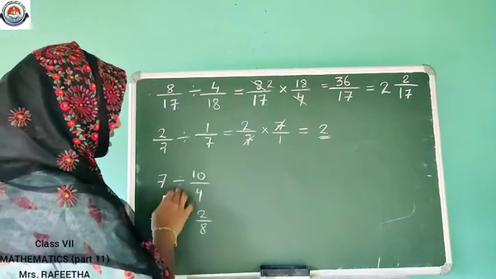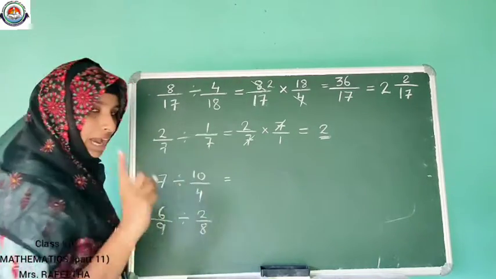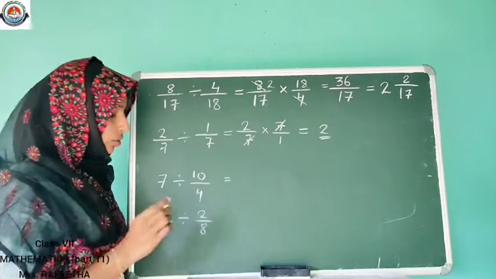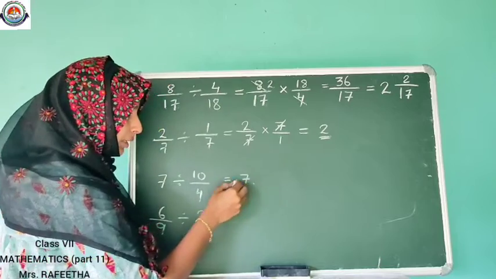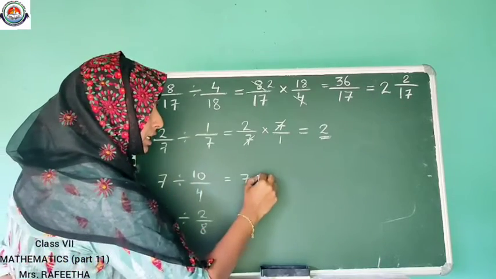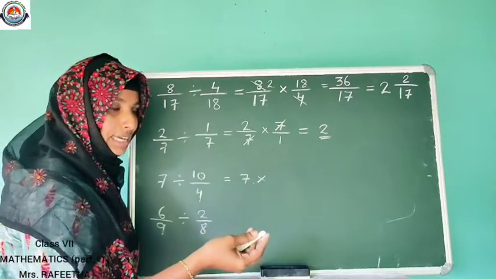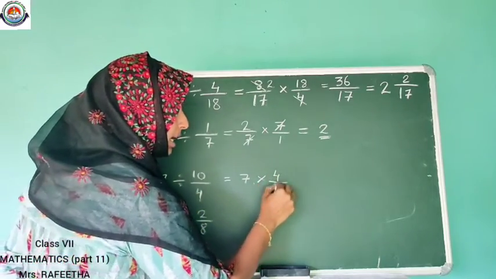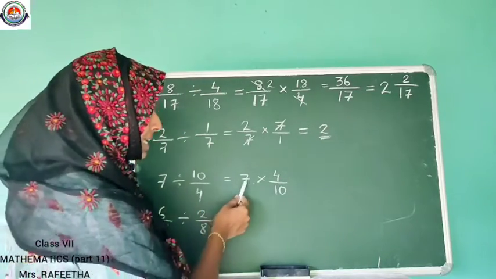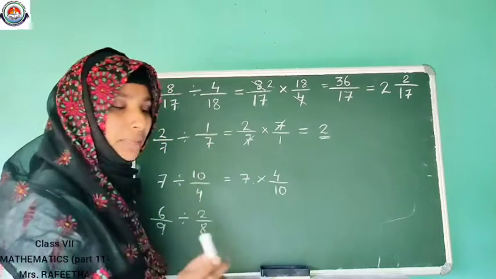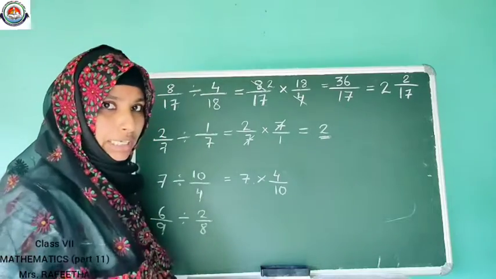Okay, the next question, 7 divided by 10 by 4. Here, only if you have any doubt, you can write the 7 as 7 by 1. Okay, so this division is changing to multiplication, and 10 by 4 we want to write as the reciprocal, that is 4 by 10. Here you may be thinking that 10 is not a multiple of 7 or 4, so you may be thinking that we don't want to cut here.